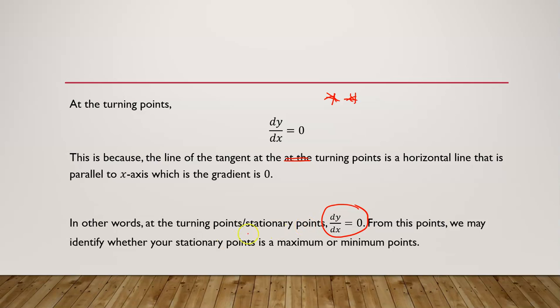From this we may identify whether your stationary point is a maximum or minimum point. Later on we will look at it: the coordinate here can be a maximum point or a minimum point, or it can be an inflection point. How does it look? Inflection, we will see later.